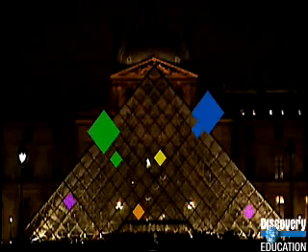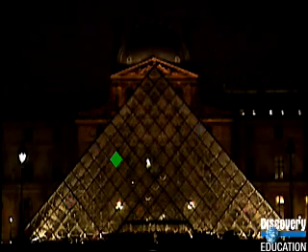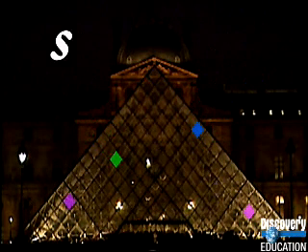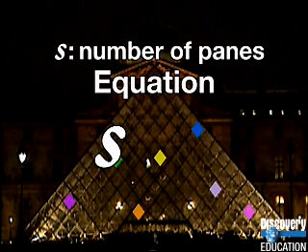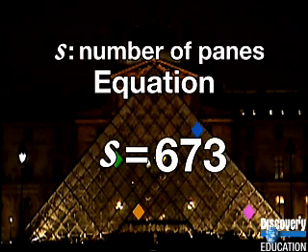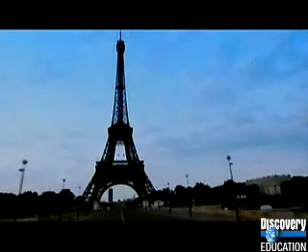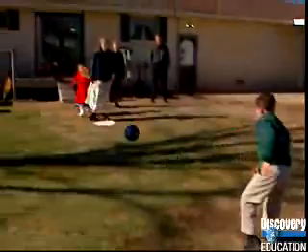There are rhombus-shaped panes of glass on the entrance to the famed Louvre Museum in Paris. If we use the letter S as a variable to represent the number of panes, we can write that statement as a numerical equation. Look around. You don't have to be in France to express the world in mathematical terms. Try your own backyard.